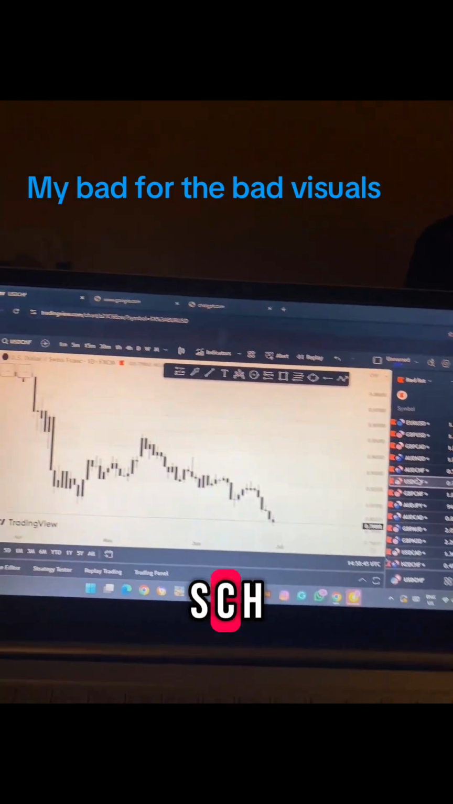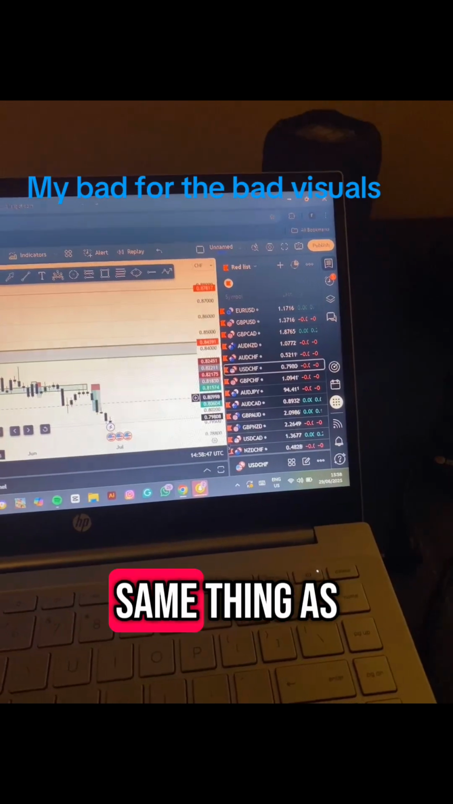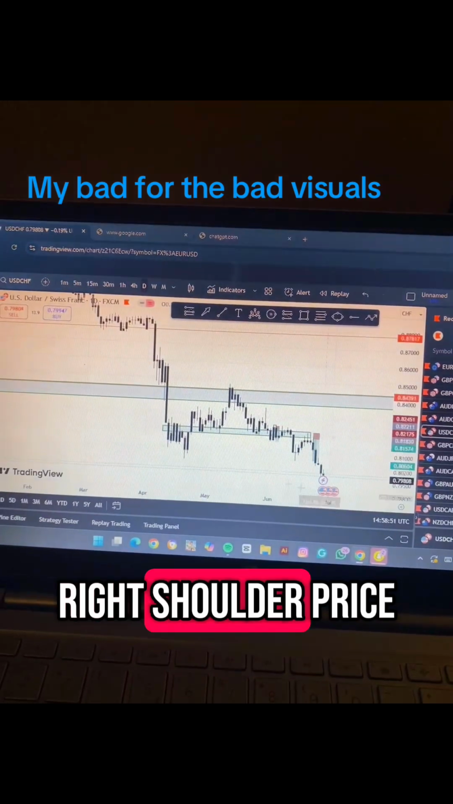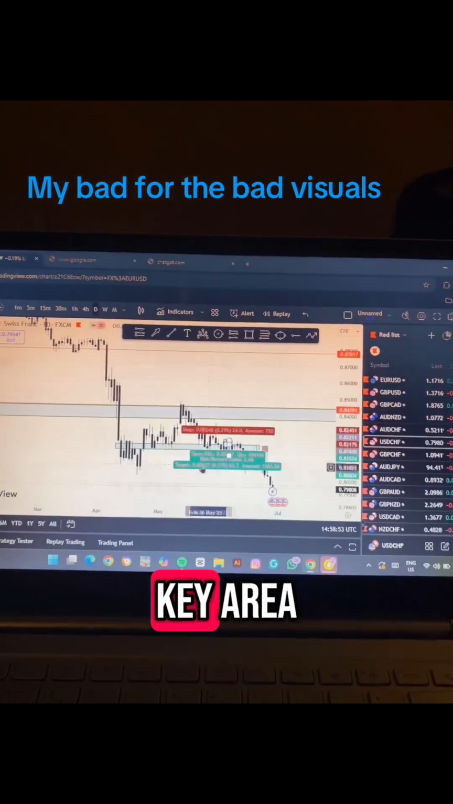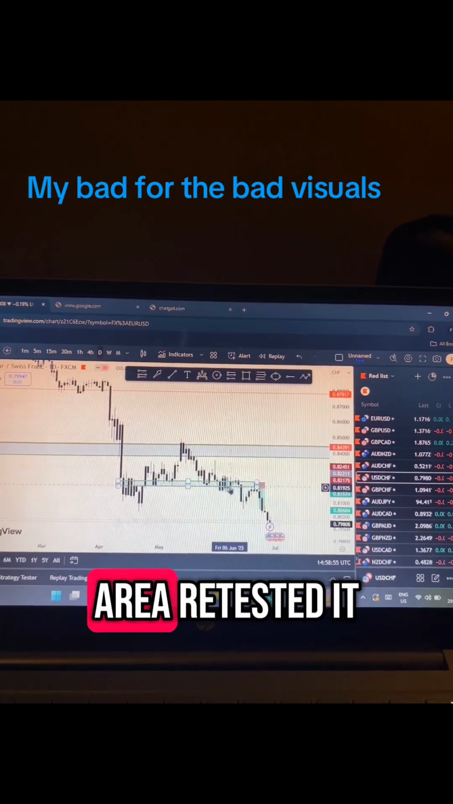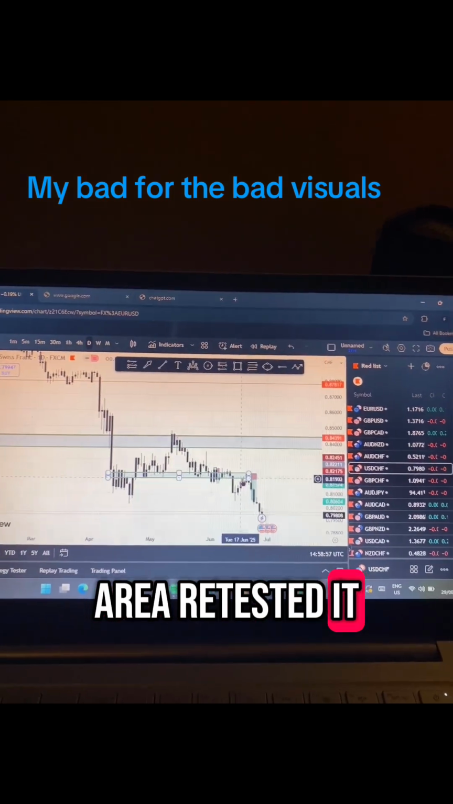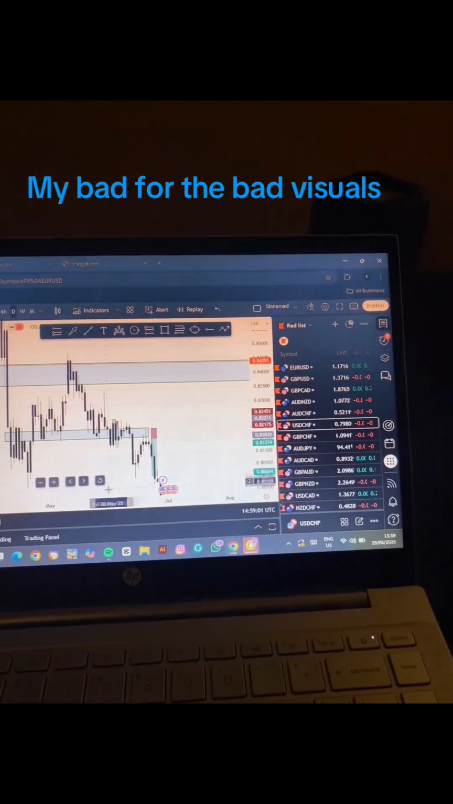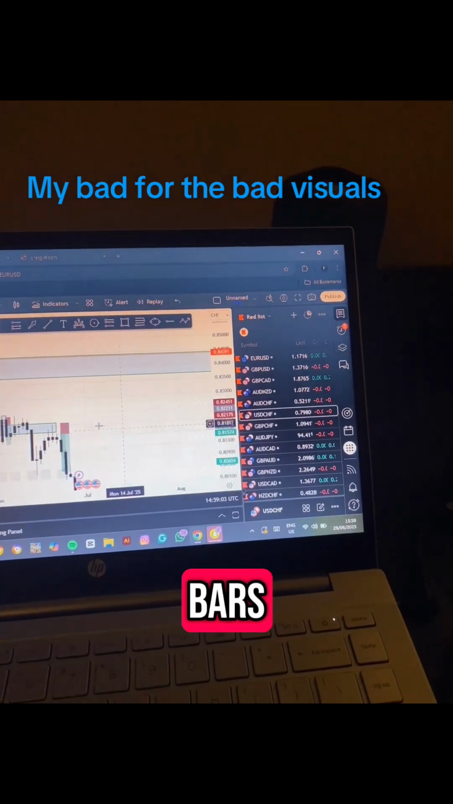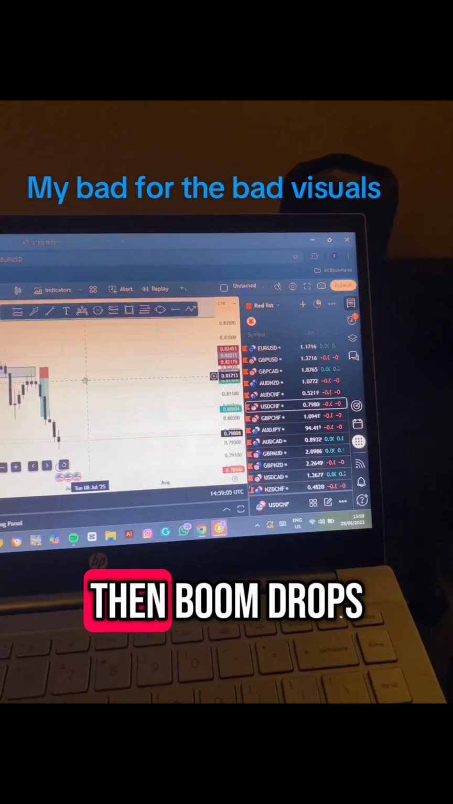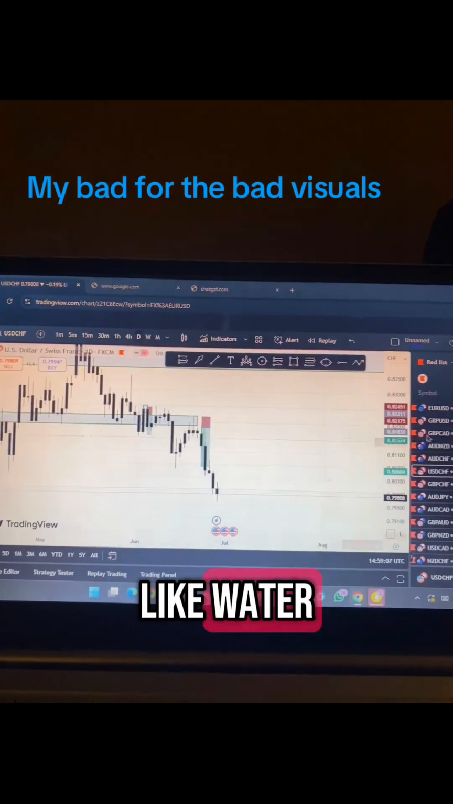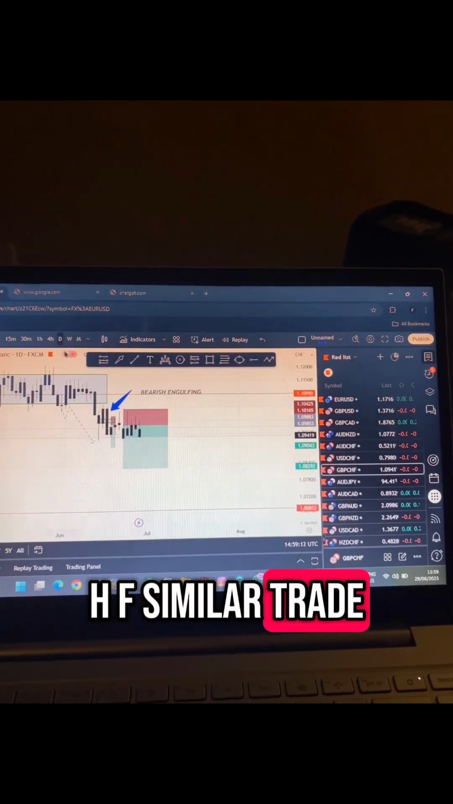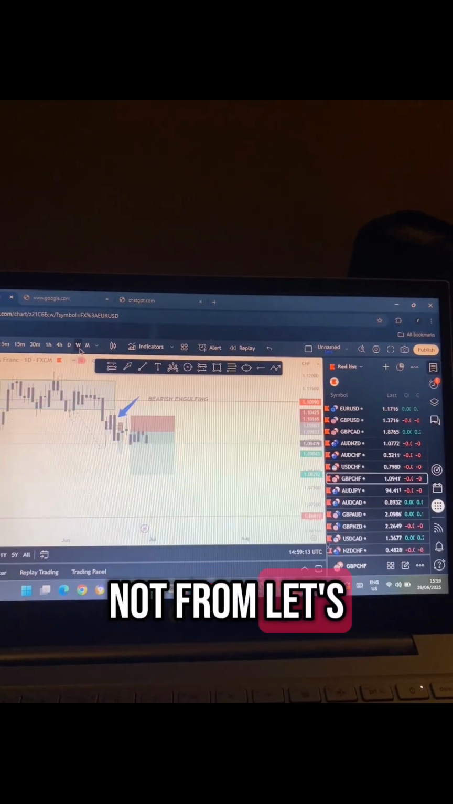Then on USD, what do we notice again? Almost the same thing as the last trade. You notice the left shoulder, head, right shoulder, price breaking above a key area, retesting it, creating three dojis or pin bars, then boom, dropped like water. Then on GBP, a similar trade, but let's see from the weekly.